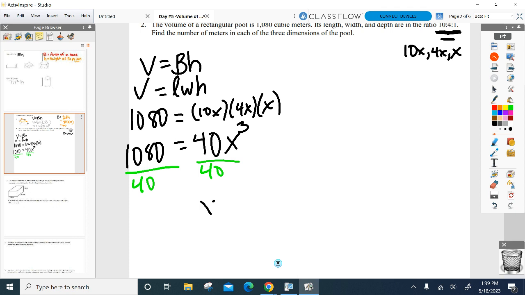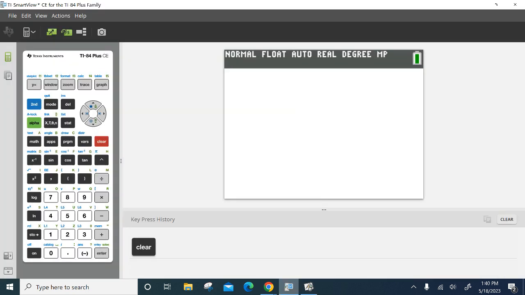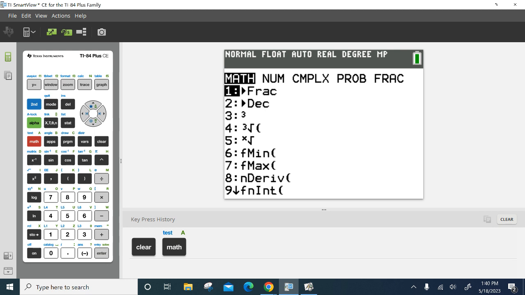So we have x cubed equal to 27, right? Now, if that was x squared, I'd go square root. But now it's cubed. I think I maybe went over this once, so I wouldn't expect you to remember. You don't take the square root, you take the cube root of both sides. And just a reminder where that is on your calculator, right under the math button on the left-hand side. You see choice 4, there's your cube root.